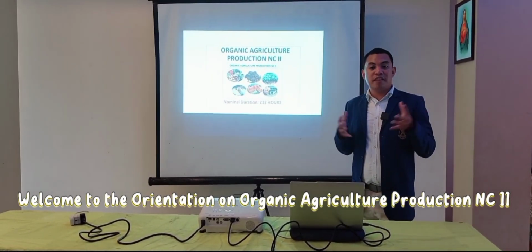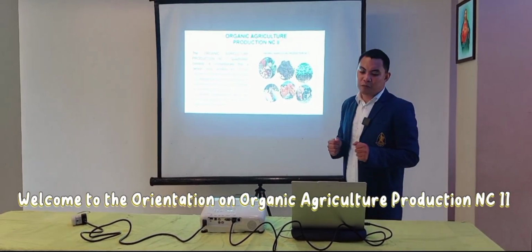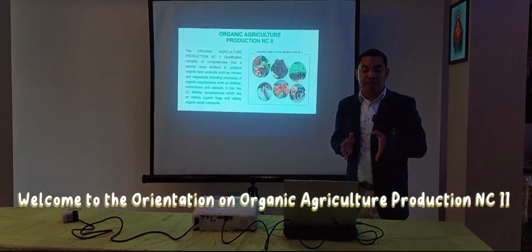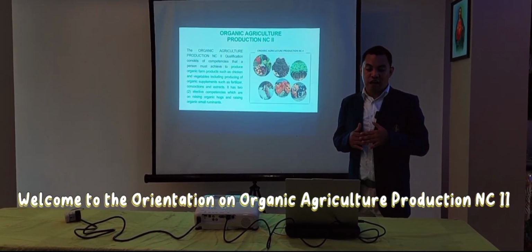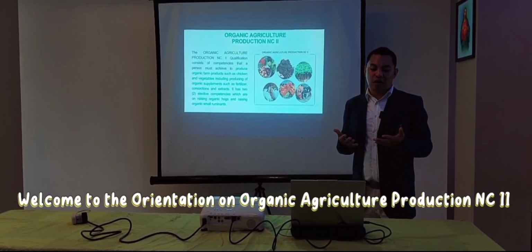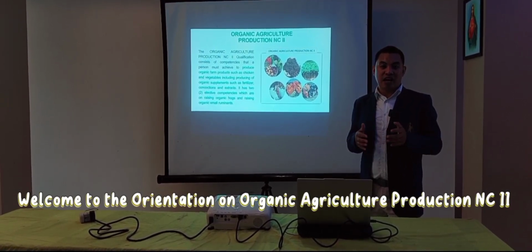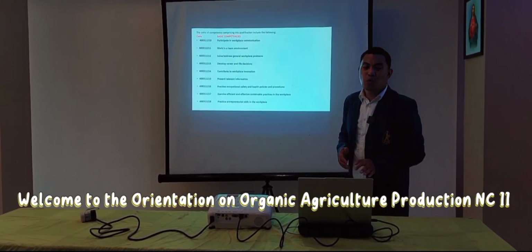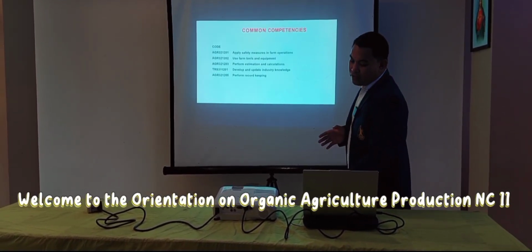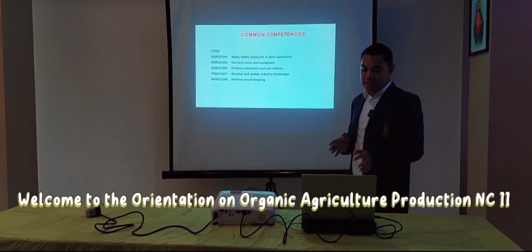And this qualification or program has 232 hours. Now, organic agriculture production consists of competencies that a person must achieve to produce organic farm products such as chicken and vegetable, including producing organic supplements such as fertilizer, concoctions, and extracts, and a lot more. We have also the basic competencies under the 21st century. And of course, the common competencies, so we have here 5 competencies.